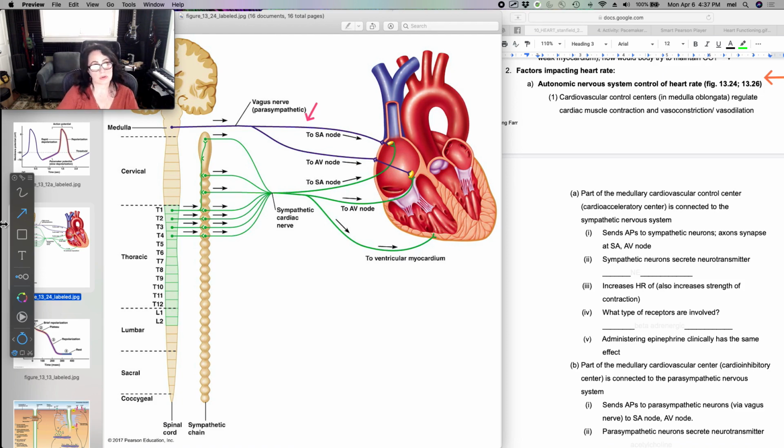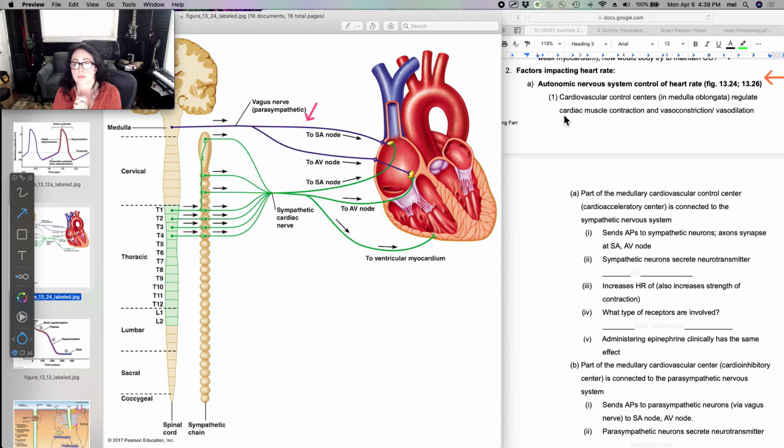The cardiovascular control centers are in the medulla oblongata. There is one of them, a nucleus actually, that's hooked up to the sympathetic nervous system, and there's one that's hooked up to the parasympathetic nervous system. So they're called the cardiovascular control centers. Don't let this confuse you. They regulate cardiac muscle contraction and vasoconstriction and vasodilation. And they are regulating whole body blood flow, so sort of systemic flow, not local flow, okay?